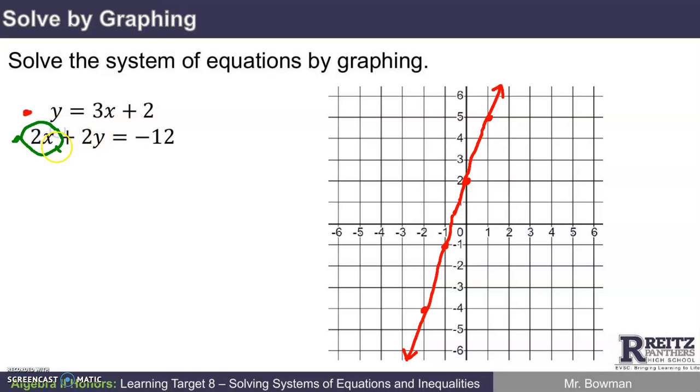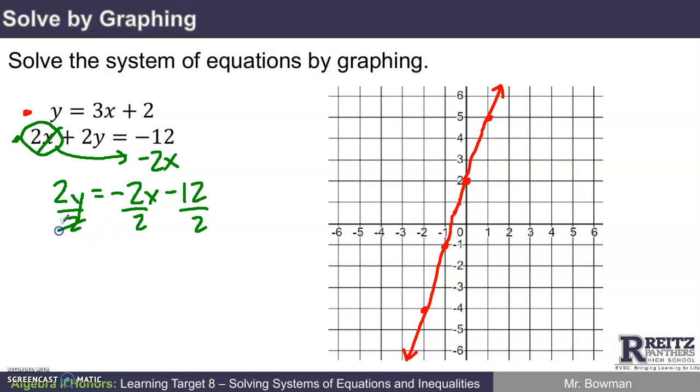Let's take the 2x here, make it a negative 2x on this side of the equation. So we have 2y equals negative 2x minus 12. And if I divide both sides of this equation by 2, I think we can get it in slope-intercept form now. So y equals negative x minus 6. So that equation will have a y-intercept of negative 6. It has a slope of negative 1, which I think of as down 1, right 1. But in this situation, it's probably better to go up 1 and left 1.